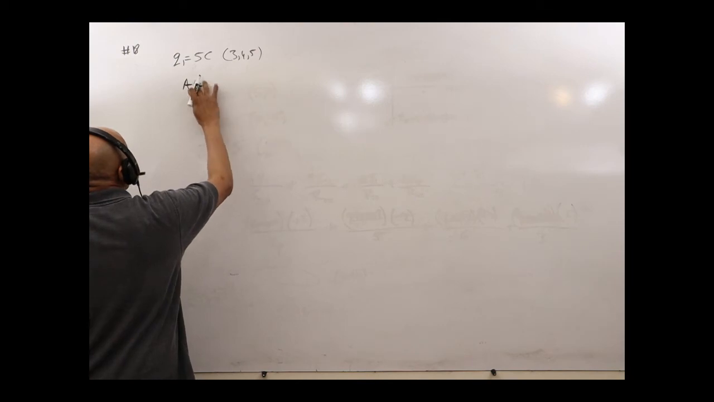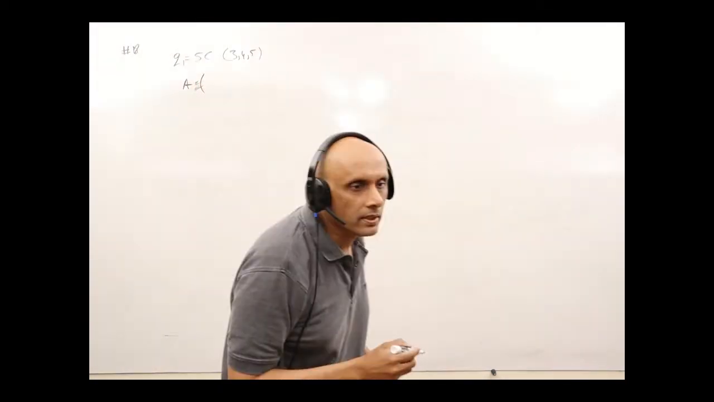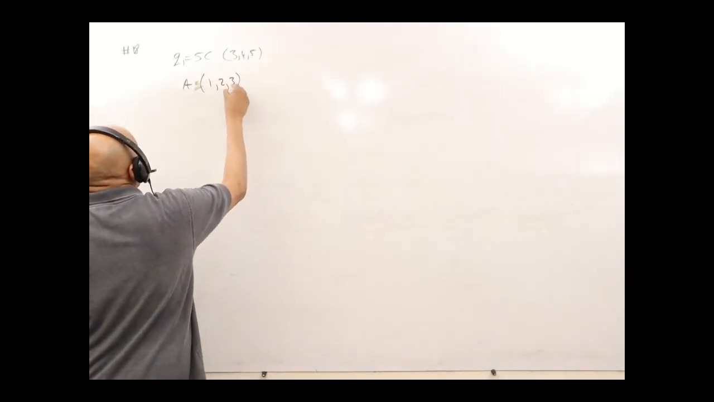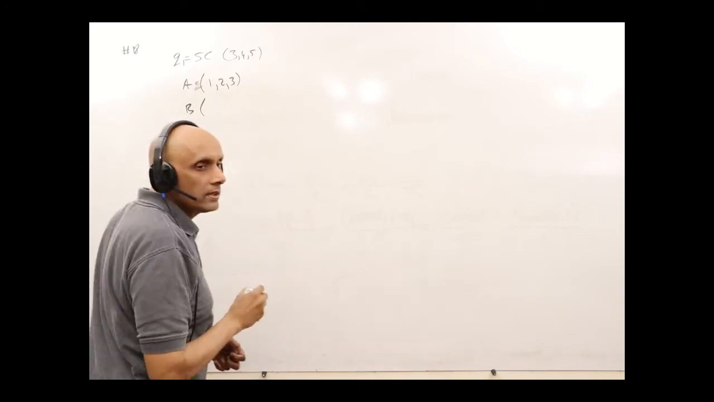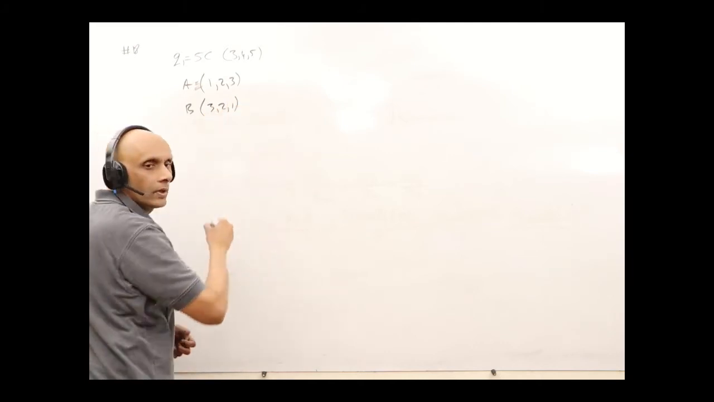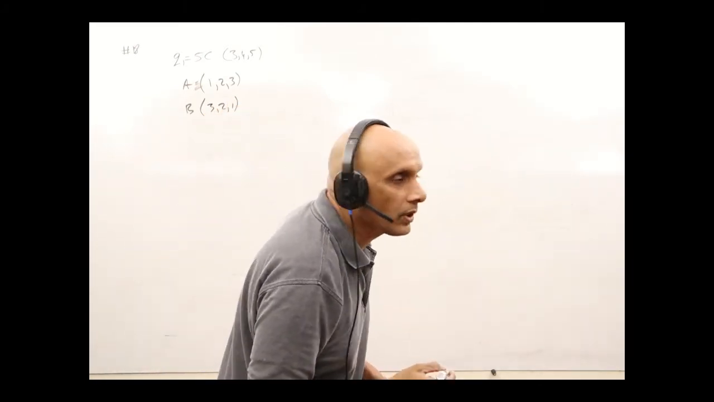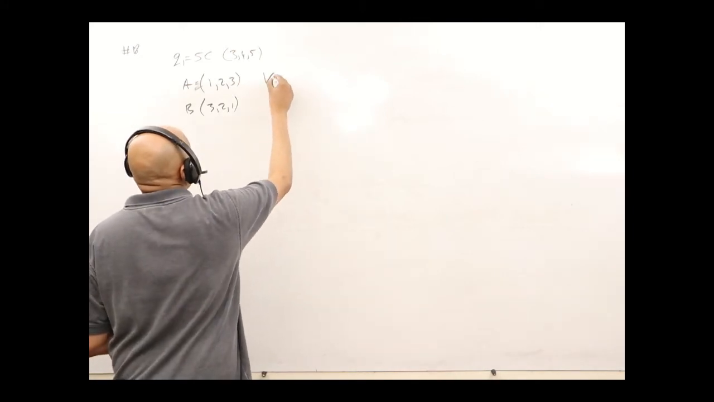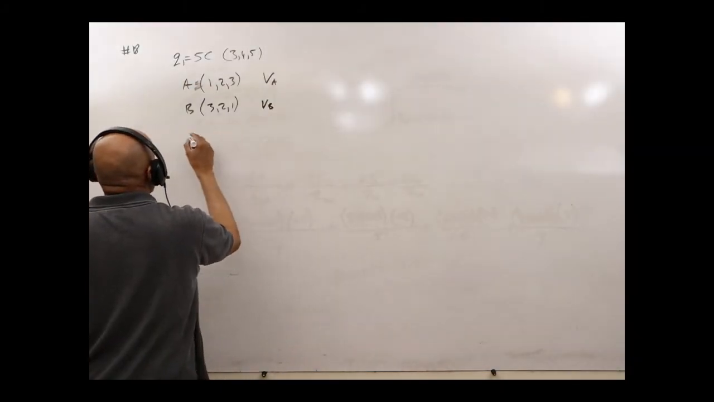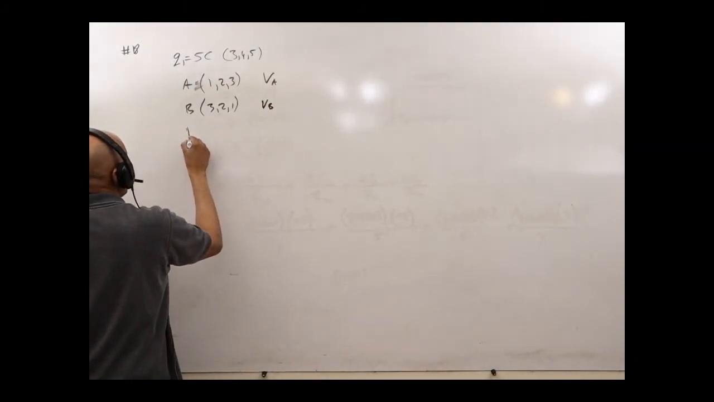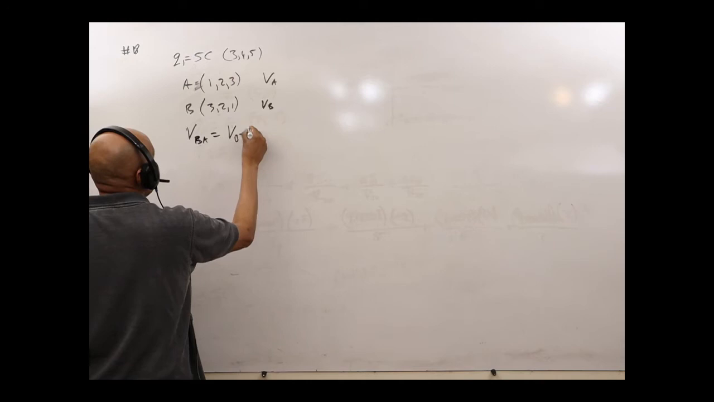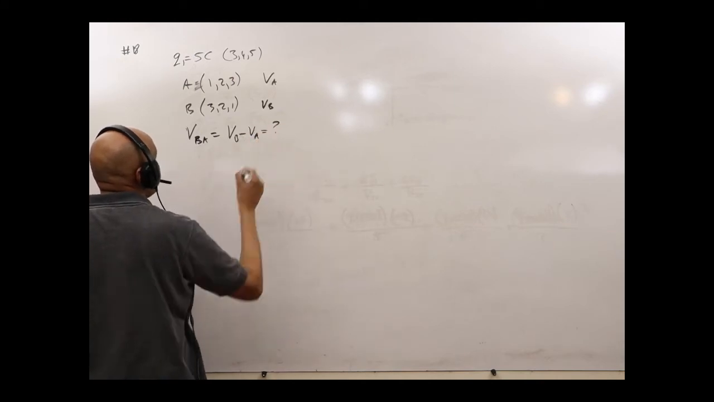A is a point located at (1, 2, 3), and B is a point located at (3, 2, 1). We have to find the potential difference from VA and VB. So we have to find the absolute potential, and then the difference between the potentials. We're actually calculating VBA, which is VB minus VA.